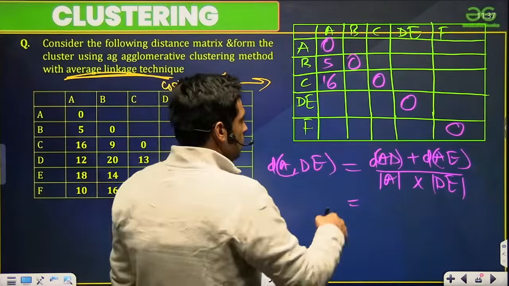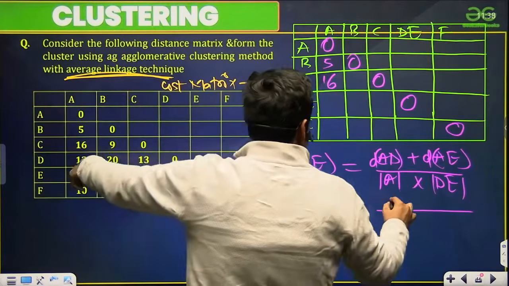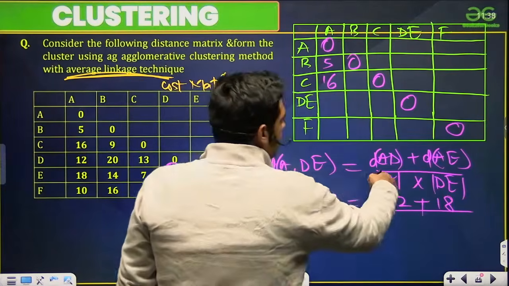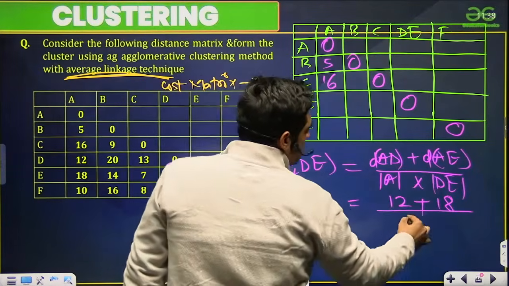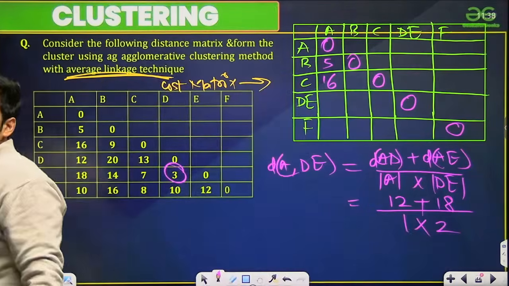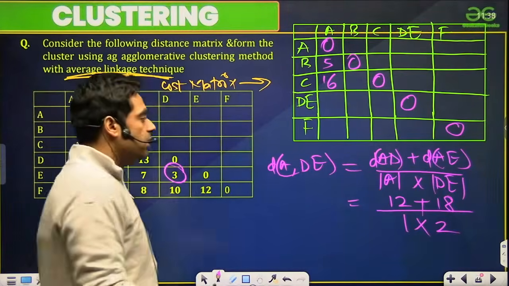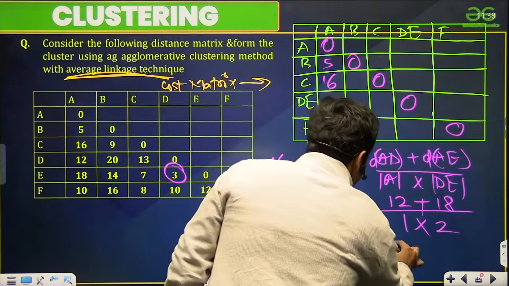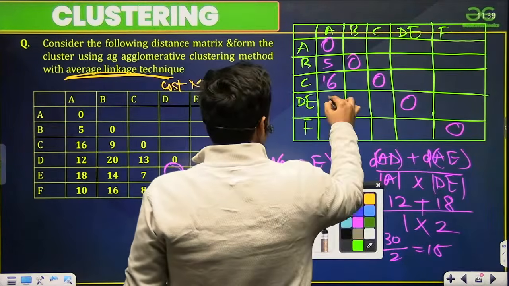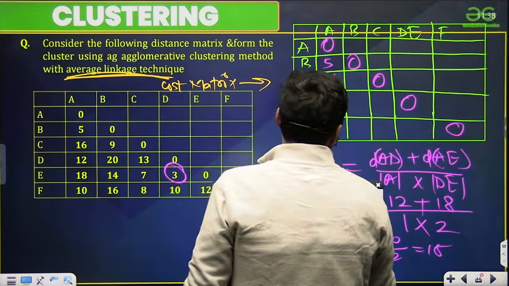ठीक है, तो अब what is the distance of AD? Distance of AD is 12, plus distance of AE कितना है? 18. अब क्लस्टर A में कितने एलिमेंट्स हैं? एक ही एलिमेंट है. और DE में कितने एलिमेंट हैं? टोटल 2 एलिमेंट्स हैं. तो यहां पर कितना आ जाएगा? That is 30/2, that is 15. So here I would be writing this as 15.